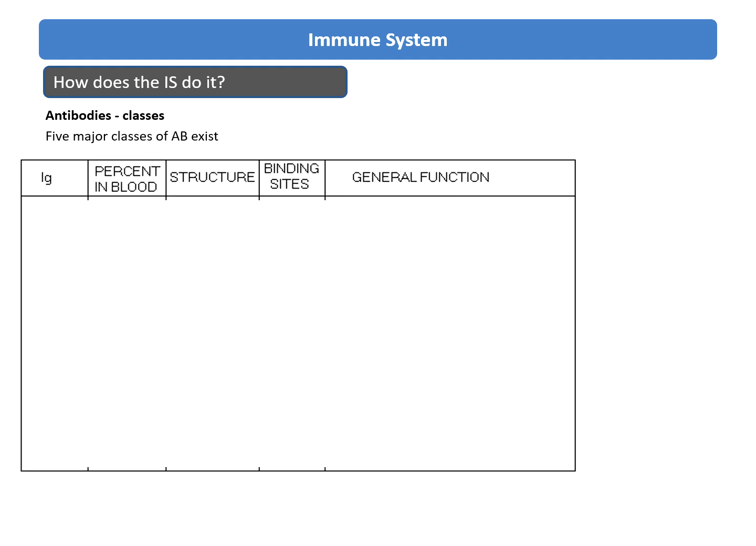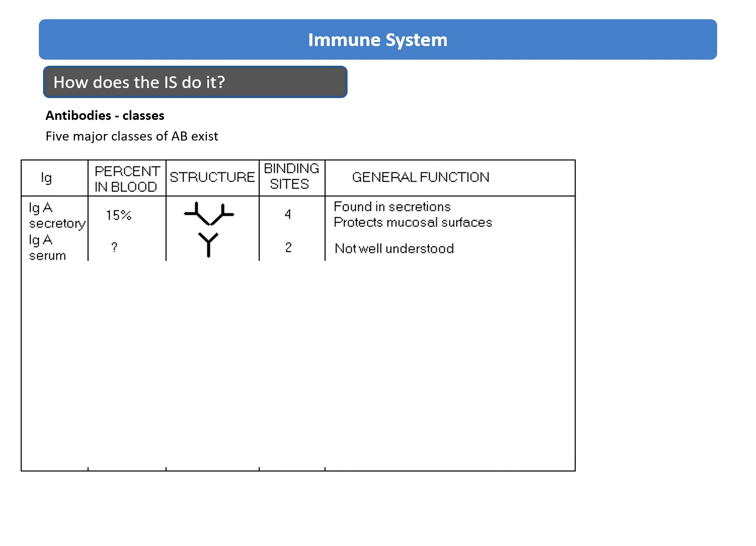Let's look at the classes of antibodies. This table is divided into 5 columns. The first column lists the immunoglobulin alphabetically. The second column lists the percent in the blood. Now, this is when no infection is present. The percentage in the blood will change when there is an infection. Third column shows the structure, and the fourth, the binding site. And then the last column is a very general function, which we'll give a little more detail of in the next slide.